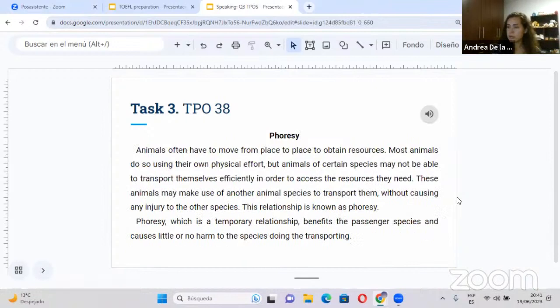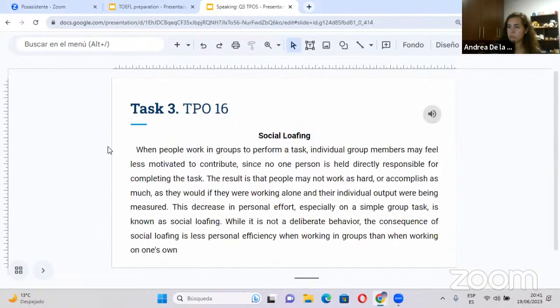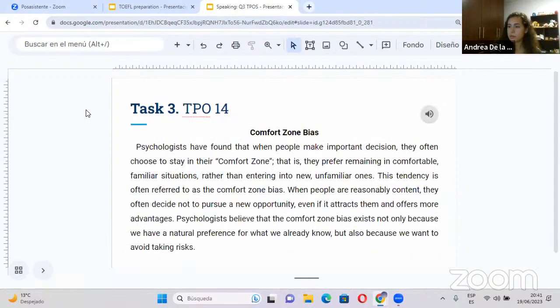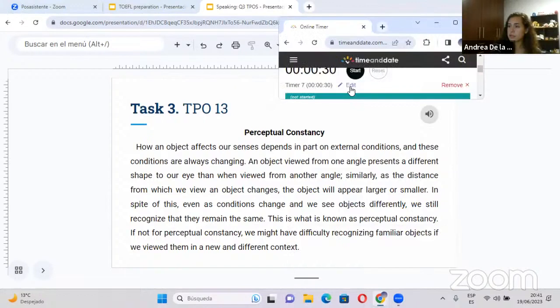Guys, so let's do another one. So this one here. Not that one. Okay, here. Same thing, you guys will have 45 seconds to read the text.